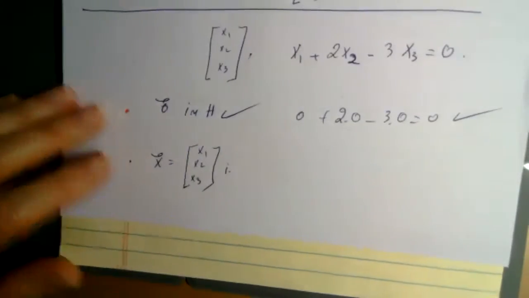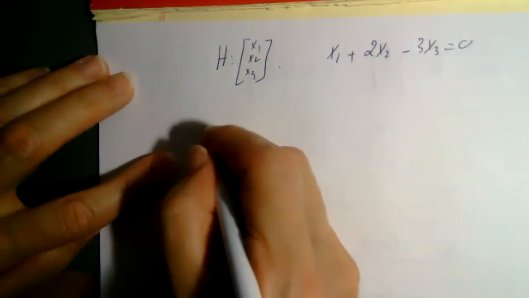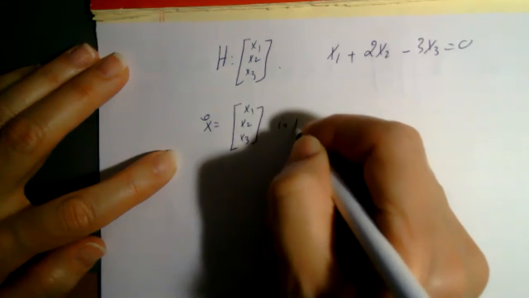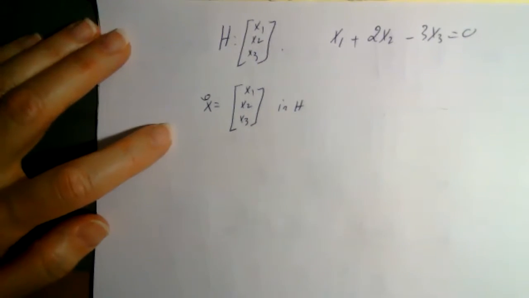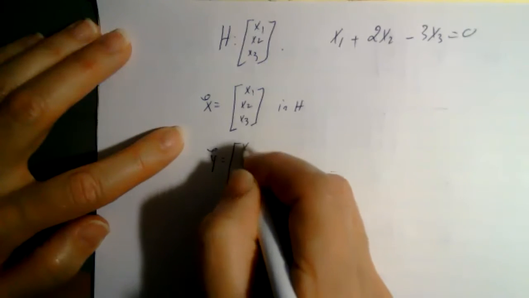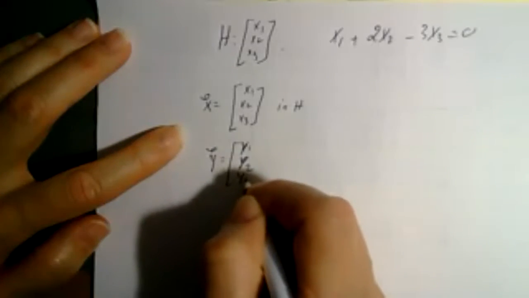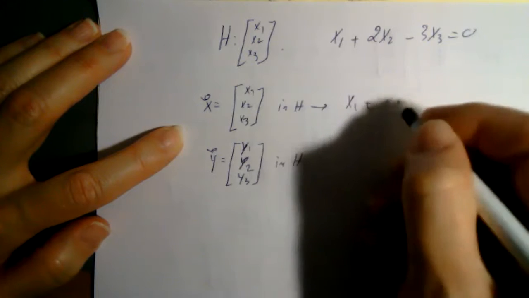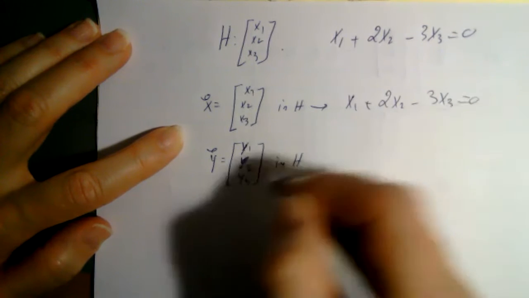Sorry, I would rather start a new page now. So H is all vectors such that the first plus twice the second minus 3 times the third equals 0. Those are my vectors. Now I'm going to take 2 of them: x1, x2, x3 in H, and I'm leaving an empty space because I'm going to say what this means, and y1, y2, y3, again in H. It means the components of x satisfy this condition, and the components of y satisfy this condition.